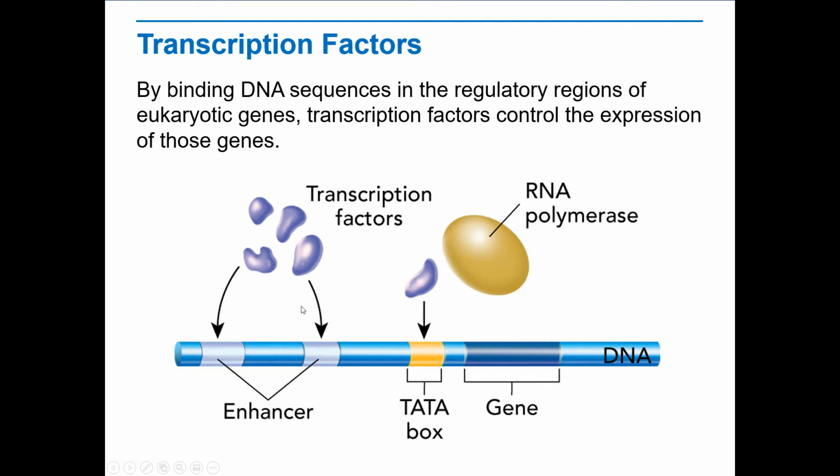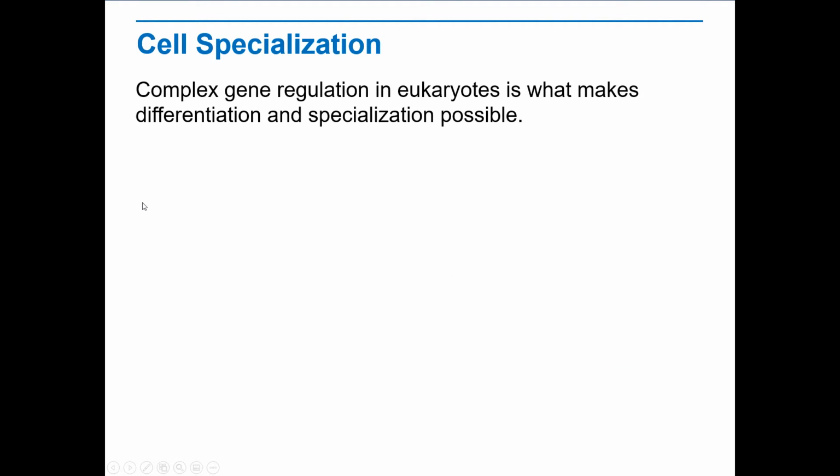So just the number of transcription factors that are present here can speed that up or slow it down, which is very interesting and complex at the same time. Anyways. All right. So cell specialization. Kind of like what I talked about, we have skin cells, we have muscle cells, we have nerve cells, all these different cells that do different things.